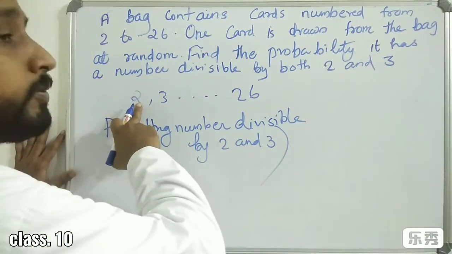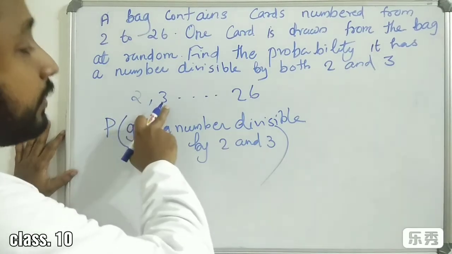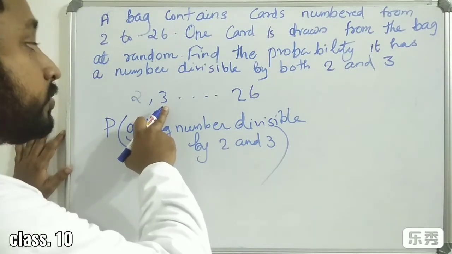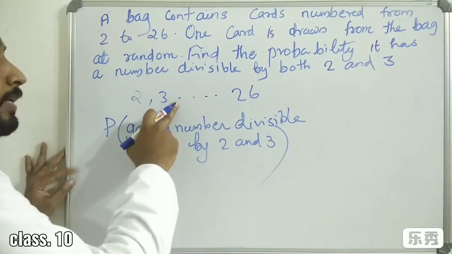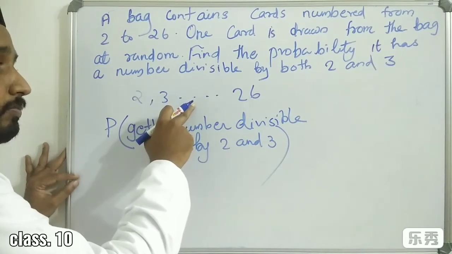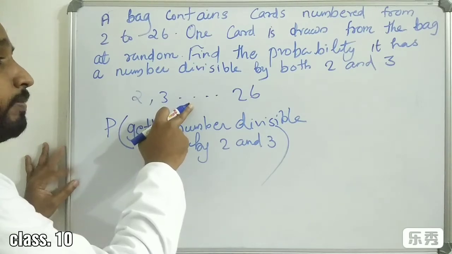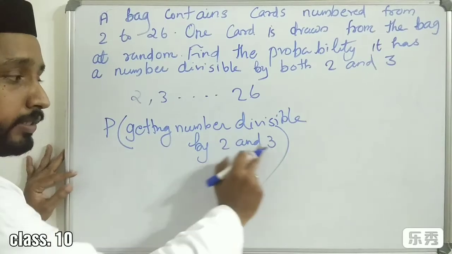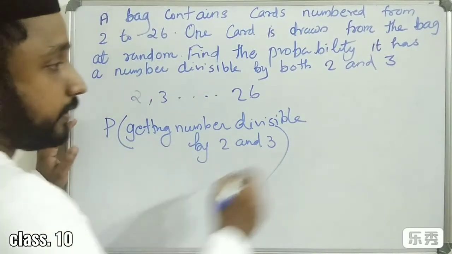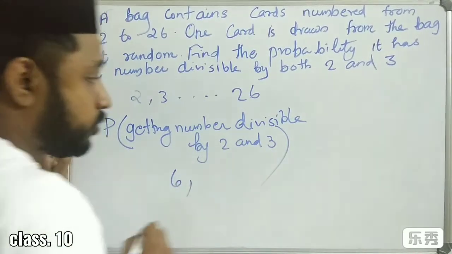So 2 is divisible by 2 but not divisible by 3. 3 is divisible by 3 but not divisible by 2. 4 is divisible by 2 but not divisible by 3. 5, both 2 and 3 do not divide 5. 6 can be divided by 2 and by 3. So 6 is the first number divisible by 2 and 3.